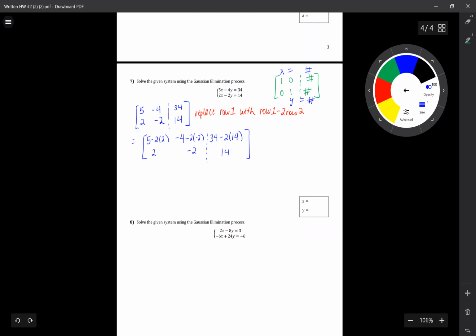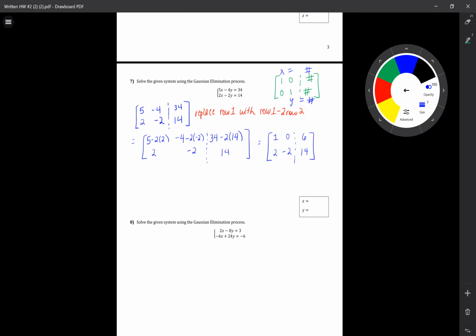So let's see here. I get 5 minus 2 times 2. That gives me a 1, which is what I wanted there. And in this second space, I get -4 minus 2 times -2, which is -4 plus 4, or 0, which is what I wanted in this element anyways. And then I get 34 minus 2 times 14. That is 34 minus 28, which is 6. So now my first row is taken care of. I have a 1 and a 0, exactly where I want them. And then I have a 2 and -2 and 14.